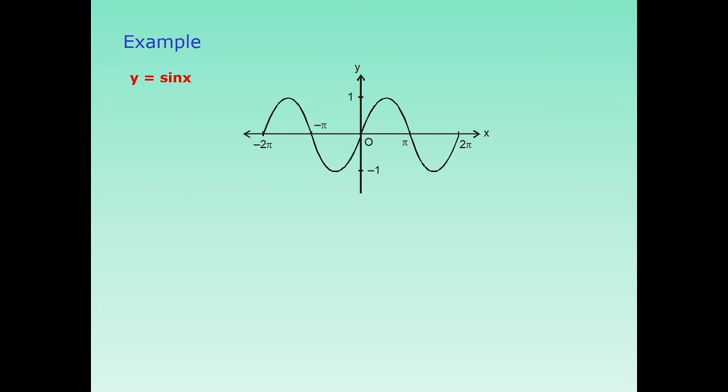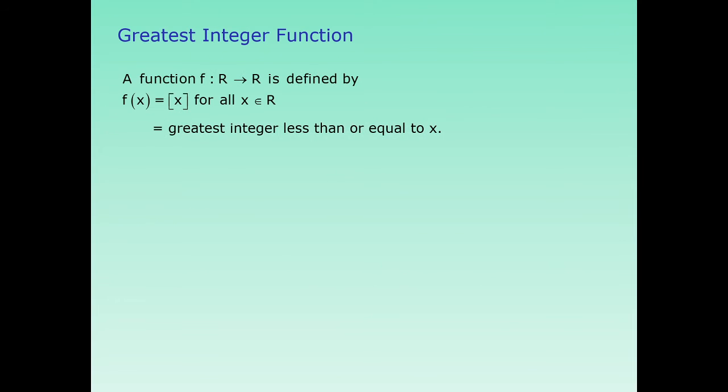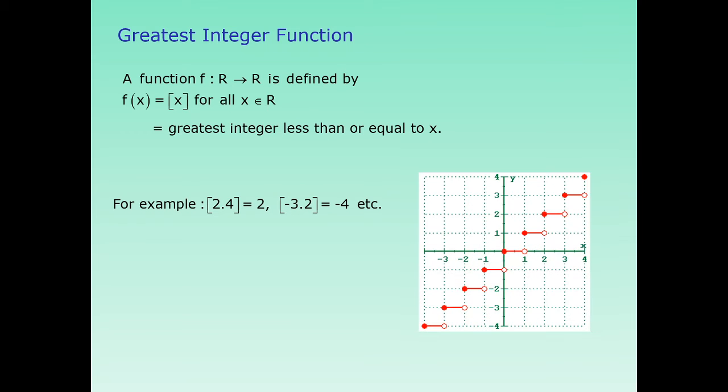For sin x, you can see that the domain is R, and for mod sin x, the graph is shifted just above the x-axis. Greatest integer function: the greatest integer of 2.4 is 2. It never exceeds the value inside the bracket. For -3.2, it is always the integer to the left of that particular value, and if the value is an integer, then it is that integer. Now you can see the graph of the greatest integer function. It is something like this.